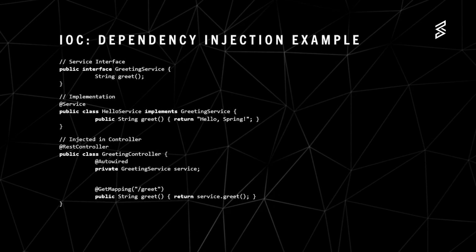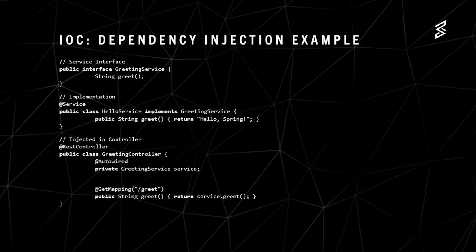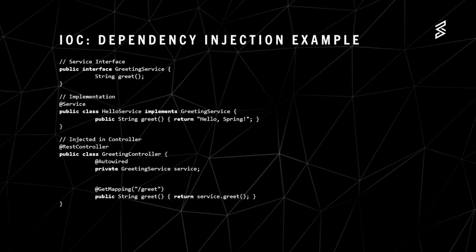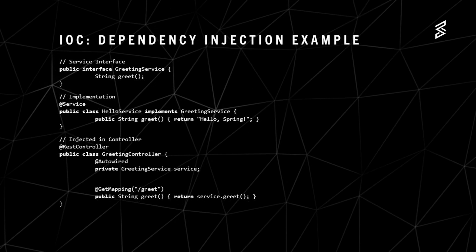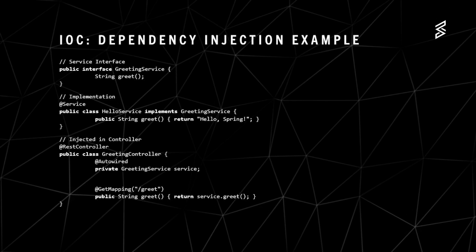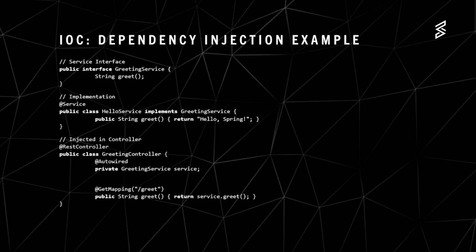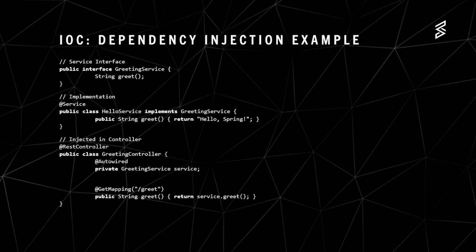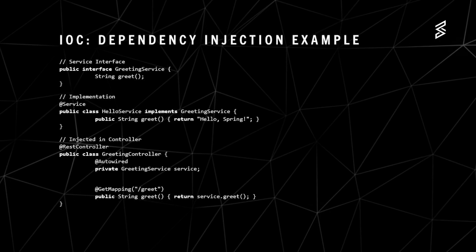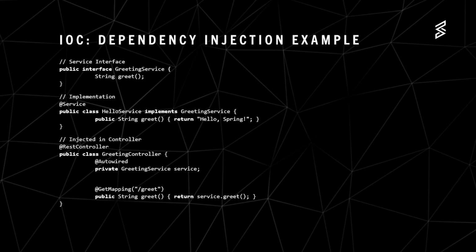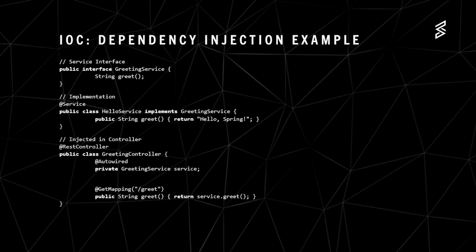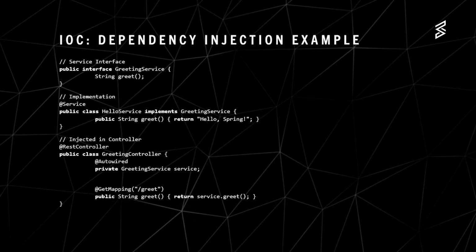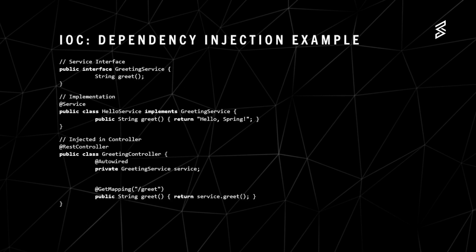In the GreetingController, we use the @Autowired annotation to inject GreetingService. Spring automatically wires in HelloService behind the scenes. When a client hits the greet endpoint, it calls the greet method from the service. This demonstrates loose coupling. The controller doesn't know which service it's using, just that it conforms to the interface.